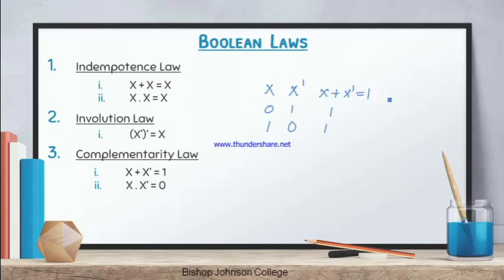And what about X dot X bar? X dot X bar. It is a dot, the AND operator. 0 dot 1 is 0 and 1 dot 0 is 0. So you can say X dot X bar is 0.